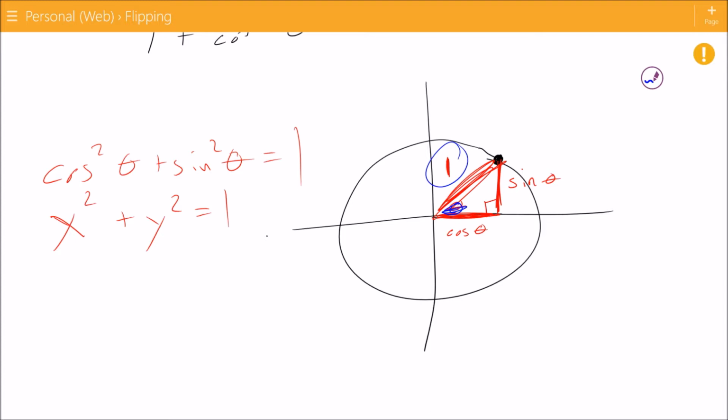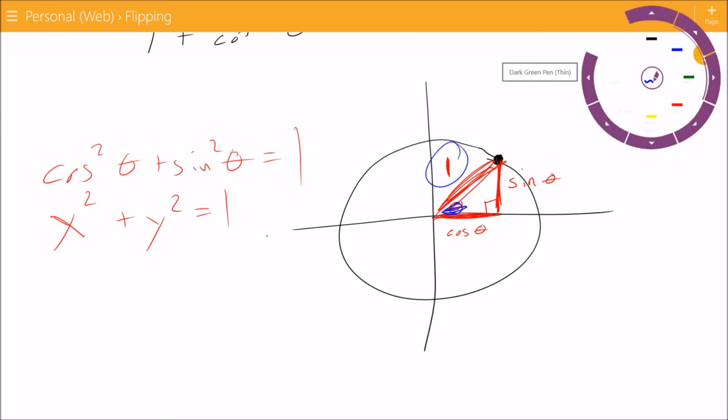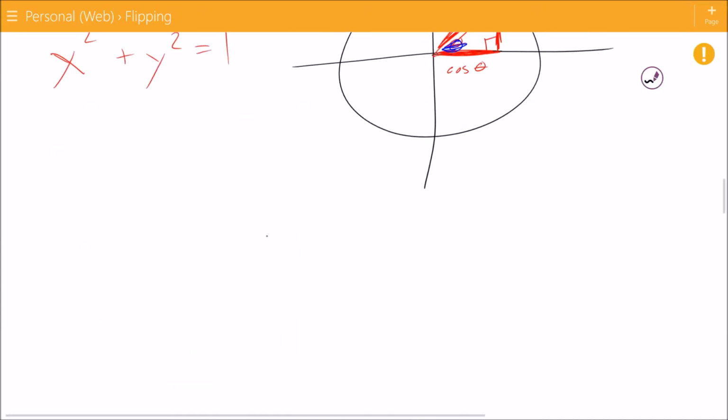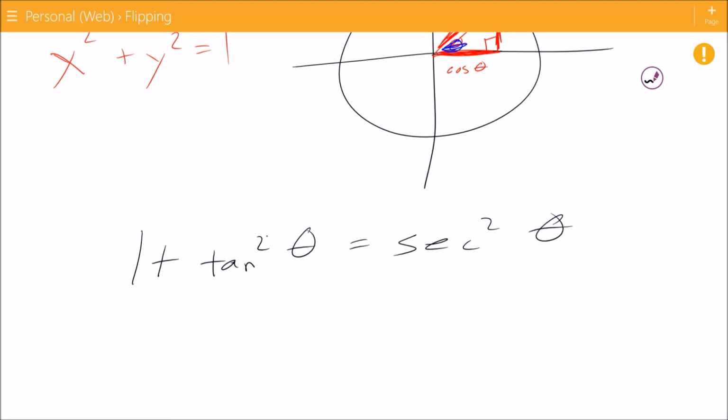And these are just the legs. This is good old a squared plus b squared equals c squared. So that's how that one is true. And once we know that, that's actually pretty powerful. We can take a look at our next one here. The next two are actually very similar, but 1 plus tangent squared of theta is equal to secant squared of theta. Let's see how that one can play out. 1 plus tangent squared of theta is equal to secant squared of theta.